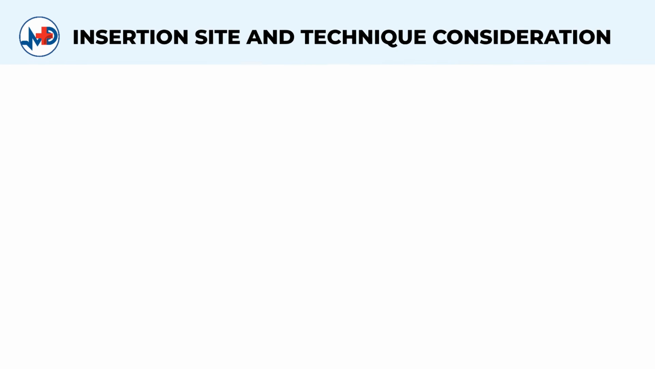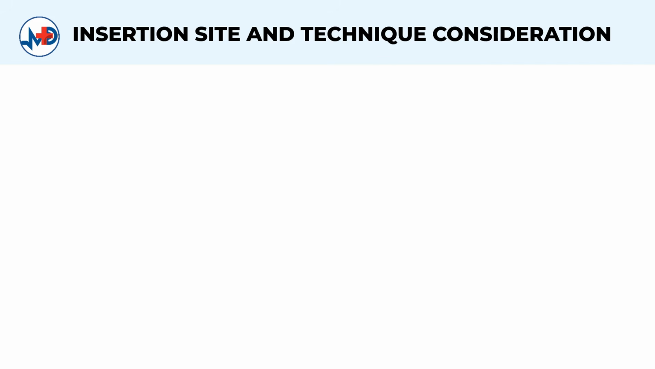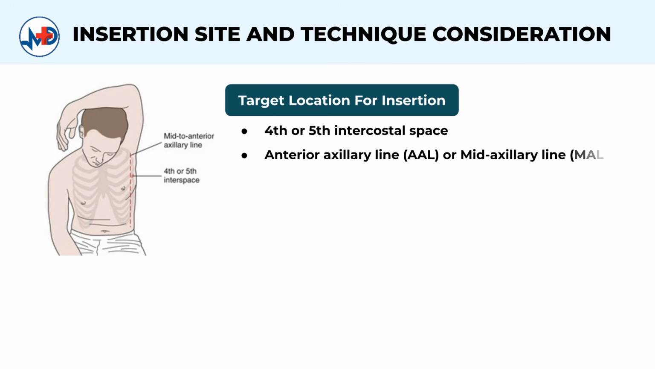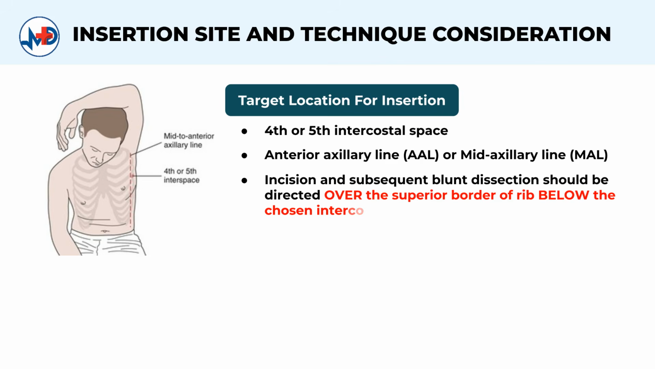There are some important insertion site and technique considerations when inserting the chest drain. First, the target location for insertion is usually the 4th or 5th intercostal space, in the anterior axillary line, AAL, or mid-axillary line, MAL, well within this triangle of safety. Here's the critical anatomical rule. The incision and subsequent blunt dissection for the drain should be directed over the superior border of the rib below the chosen intercostal space.